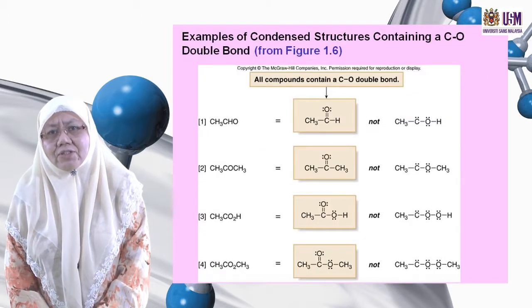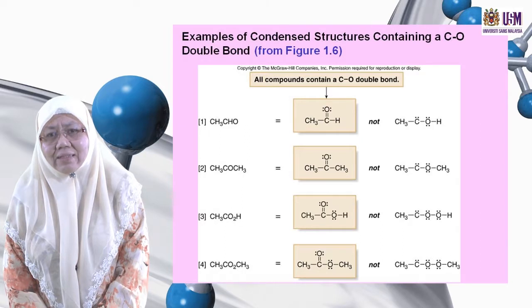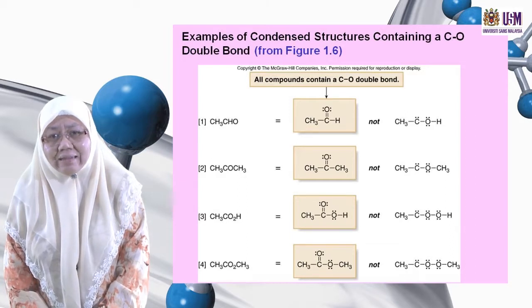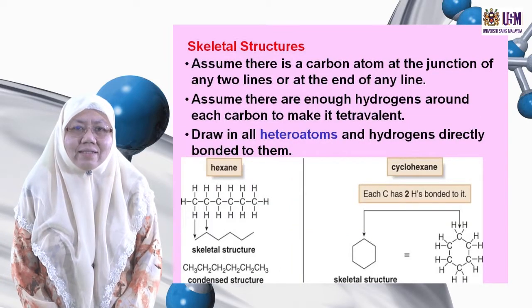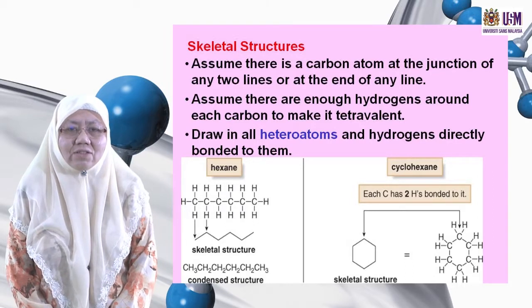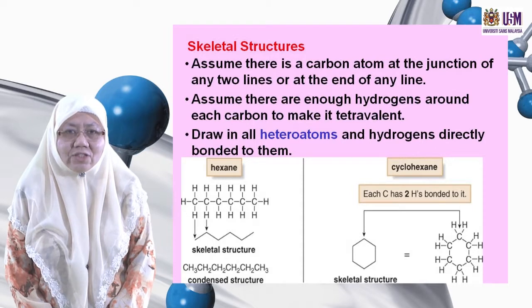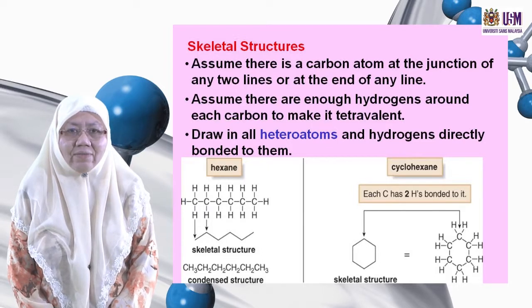Okay, the following slide shows condensed structures containing a CO double bond. So as we can see in the examples given, the double bonds are written out between carbon and oxygen and not as the ones on the right. Okay, other than condensed structures, organic molecules can also be represented using skeletal structures. In skeletal structures, we assume that there is a carbon atom at the junction of any two lines and at the end of any line.